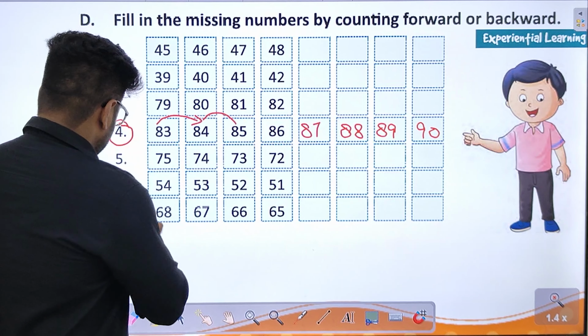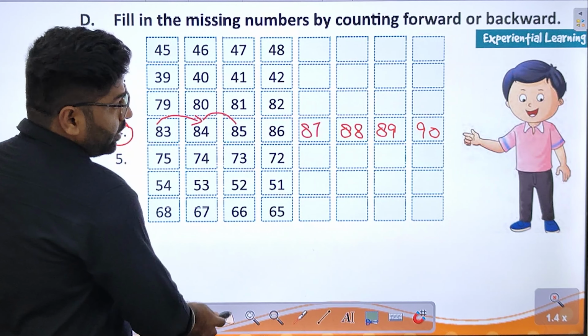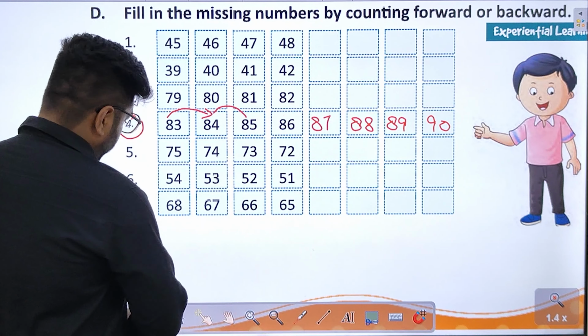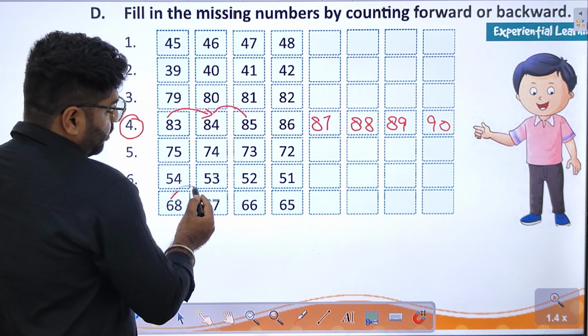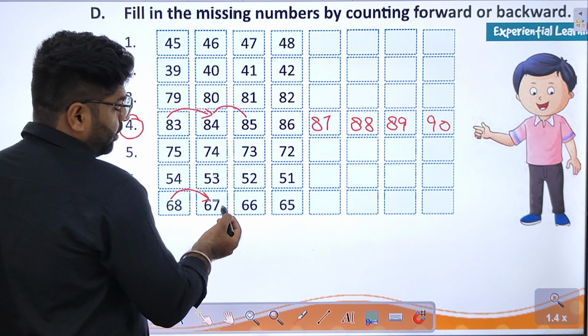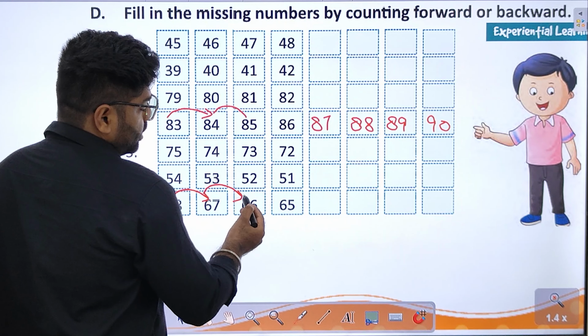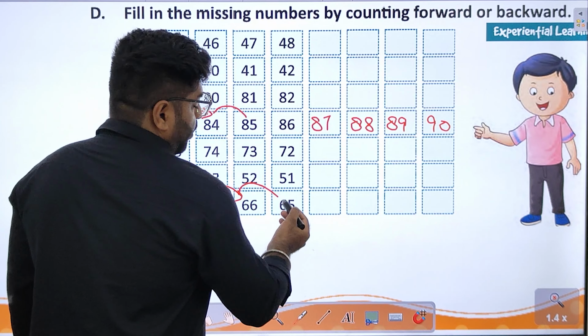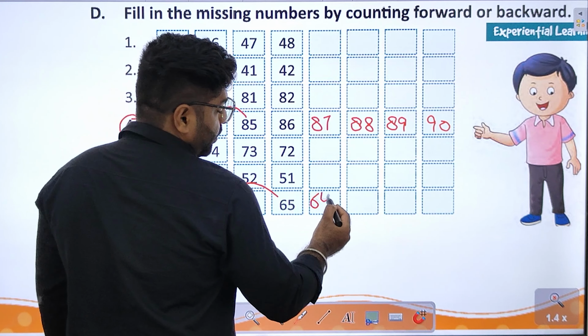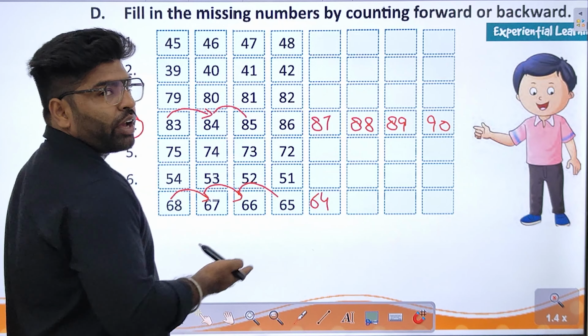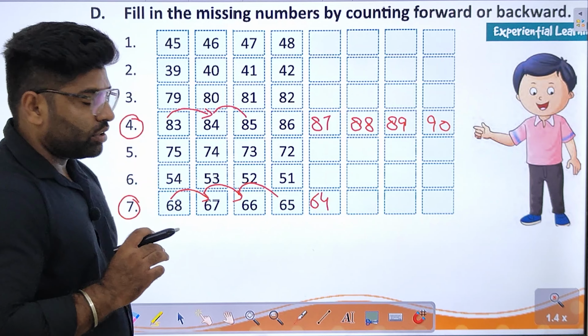That is question number 7. Here we are having 68. After that we are on 67. That is the previous one. Then 66. Then 65. Before 65, we are having 64. Here we are moving backward, if you have noticed.